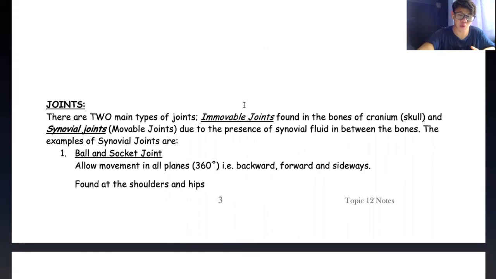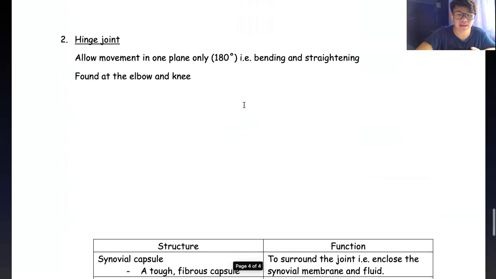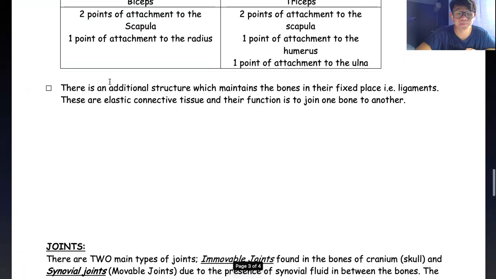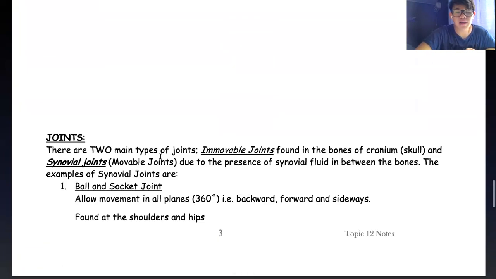Oh, right. So the next part that we're gonna look at is the joints. Okay, so joints is the pertemuannya. Okay, so as you can see here, there are two main types of joints, what we call as immovable joints found in the bones of cranium, and synovial joints, or what we call is the movable joints. So ada dua jenis joints, pertemuan. Satu yang boleh bergerak-gerak, synovial. Satu yang tidak boleh bergerak. Contohnya arah kami punya kepala, our skull, right?